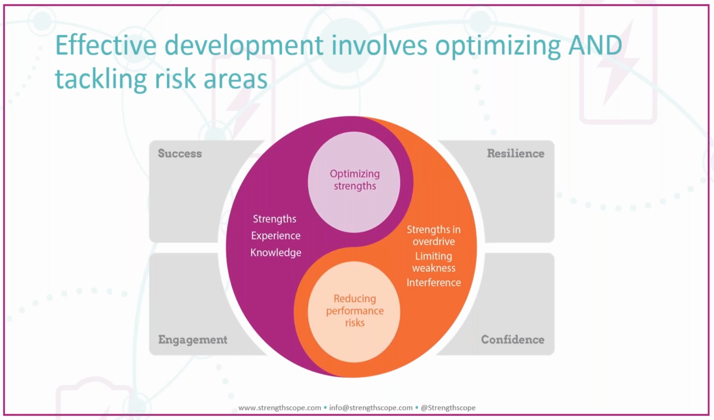And then last but not least, you've got sources of interference, and many of those are internal to the person. So these are psychological barriers and blockers to effective performance.